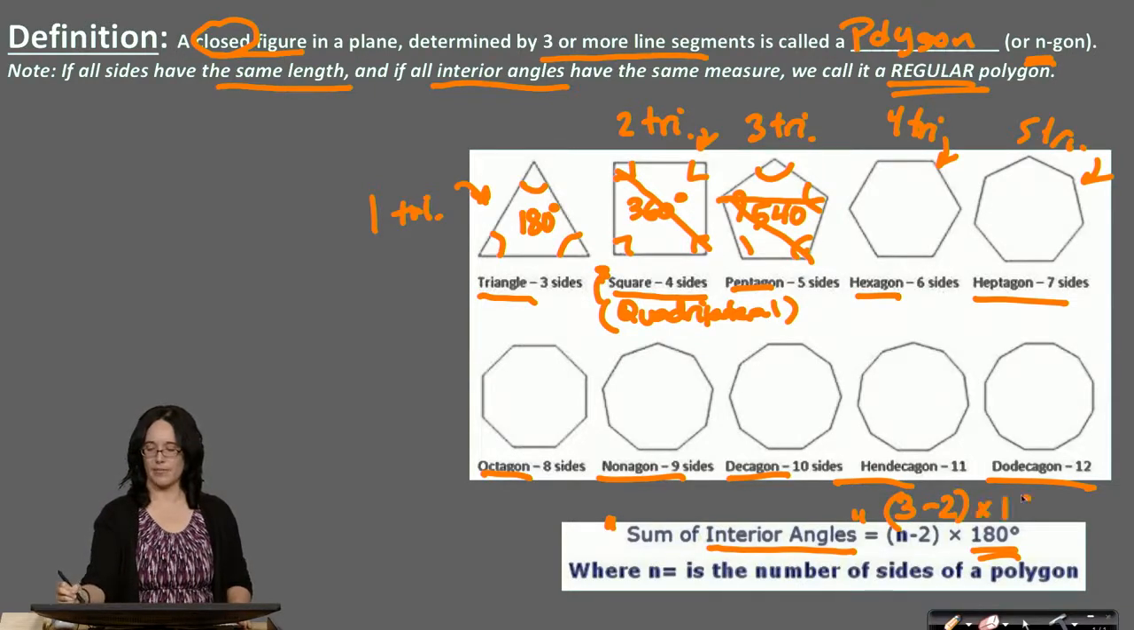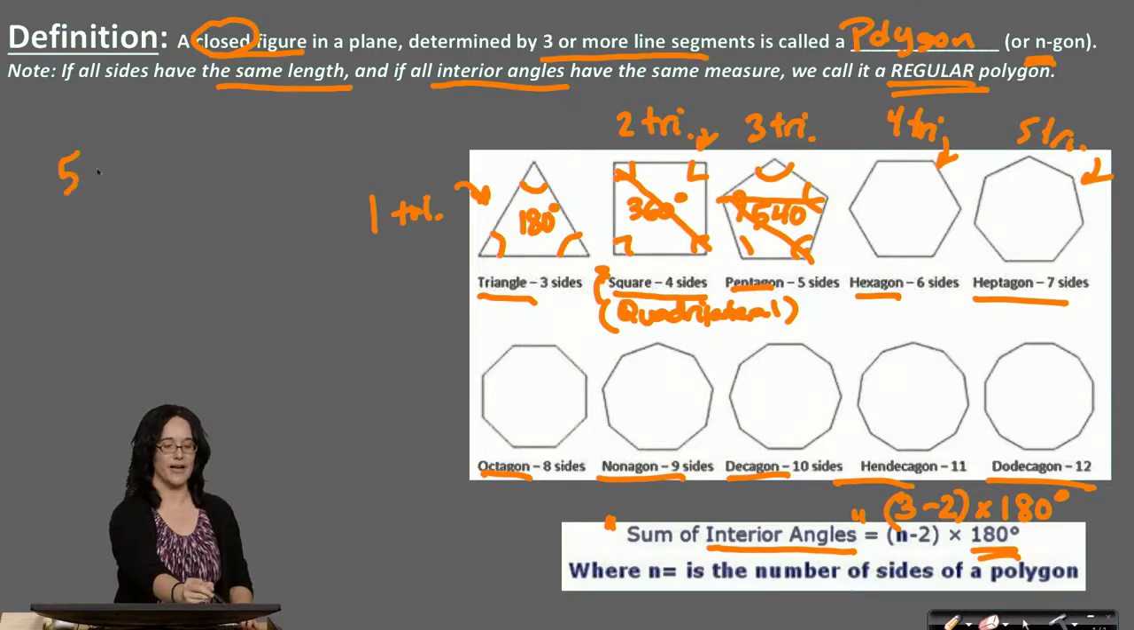That's the number of copies of 180 we have. In other words, 1 copy of 180. In the case of the pentagon, you would do 5 minus 2, because there's 5 interior angles, times 180. And that would give you 3 times 180, or 540.